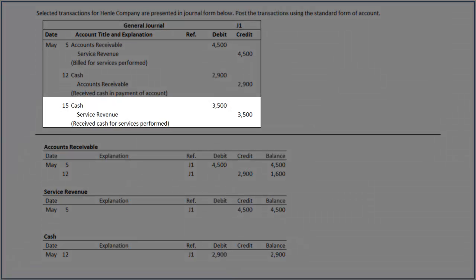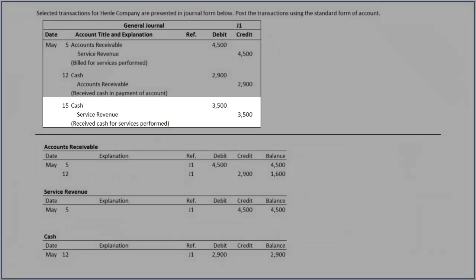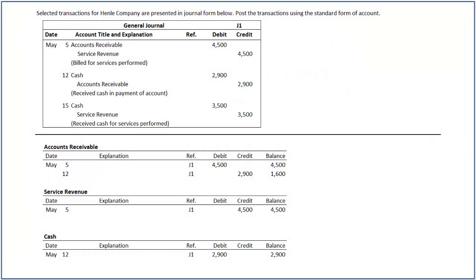On May 15th, the company received cash for services performed. In the journal, cash has been debited for $3,500 and service revenue has been credited for $3,500. The cash and the service revenue accounts are the accounts affected here. In the cash ledger account, after recording the date and the journal page, $3,500 is entered in the debit column. This increases the balance to $6,400, the sum of $2,900 and $3,500.